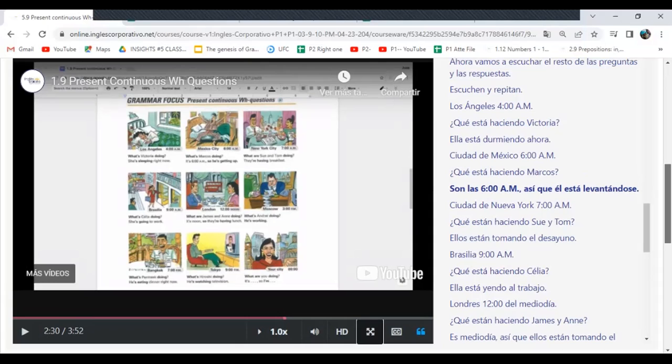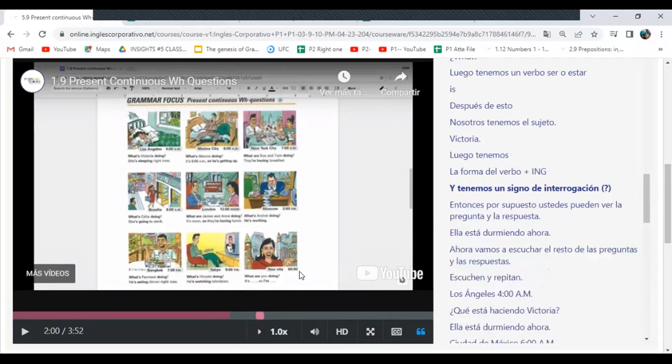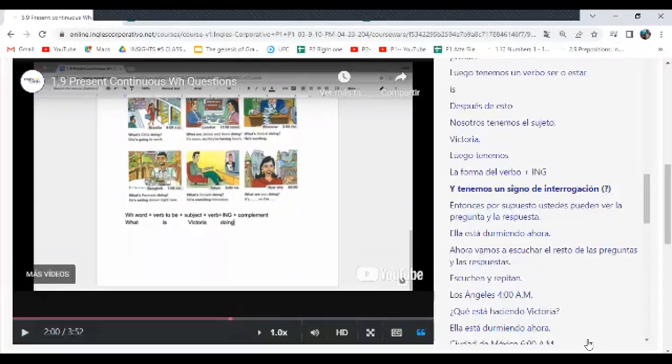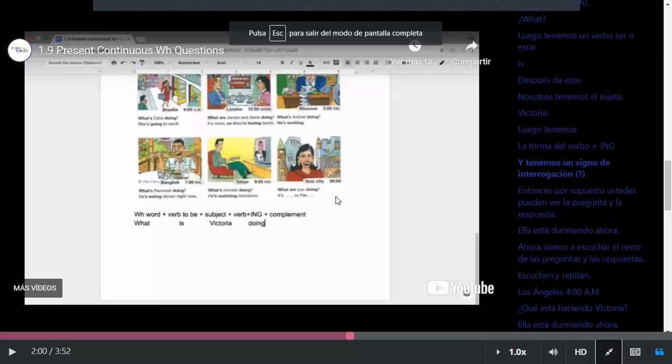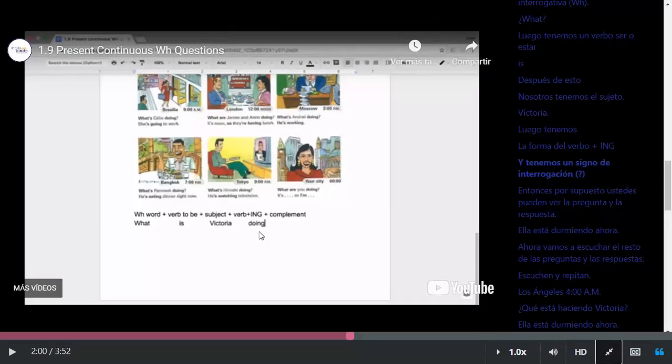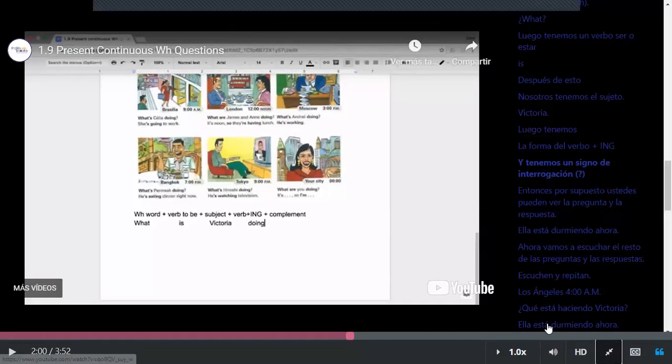So we're going to stop right here with this information. We have a question mark. Para mañana, pues vamos a continuar con present continuous. También les decía que podíamos usar el present continuous for the future, right? Pueden investigar eso también, chicos. Aparte, en este video tengo mucha información. Acá en la fórmula para hacer preguntas usamos el WH word, usamos el verbo to be, am, is or are, subject, verb with ing. Okay, for example, what is Victoria doing in this case?